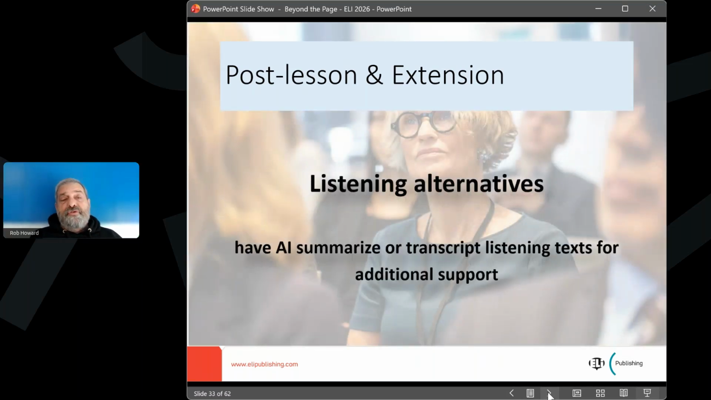And alternative listening. Have AI summarize or make a transcript for additional support. So if they're doing a listening text, doing a listening section, there are AI apps that'll take that and make a transcript out of it, and then you can put that in and summarize it.